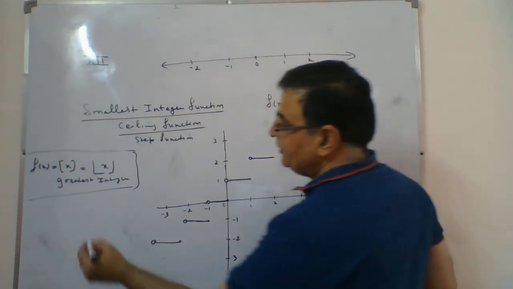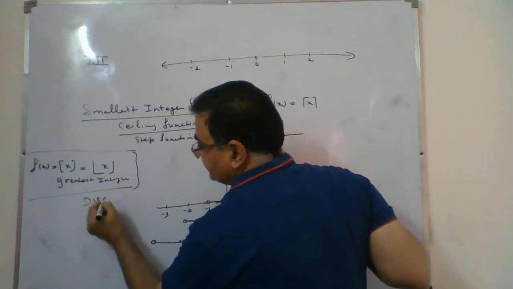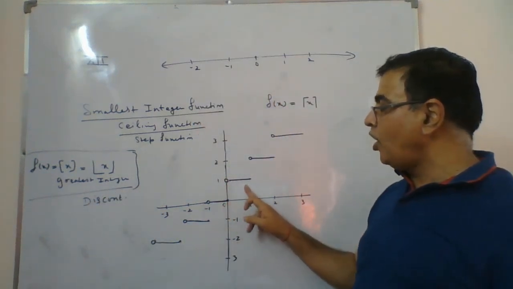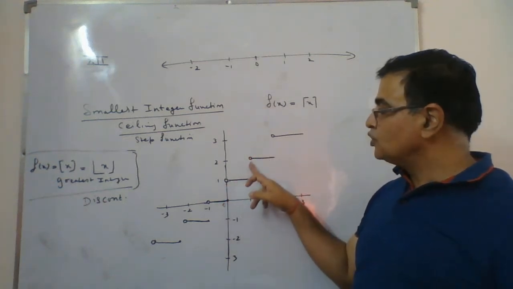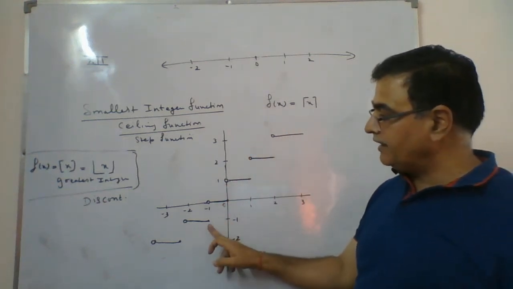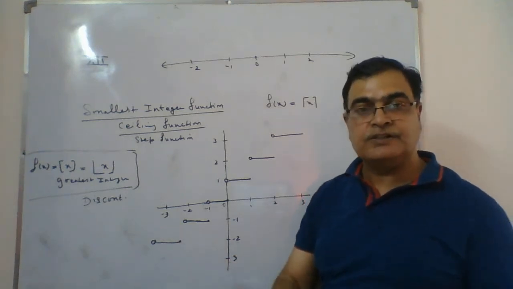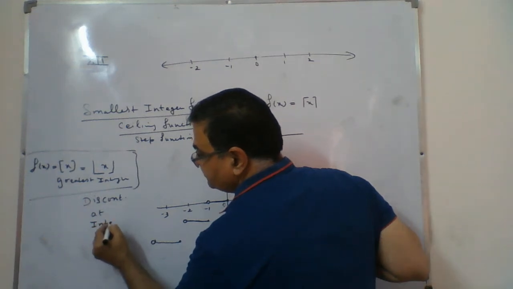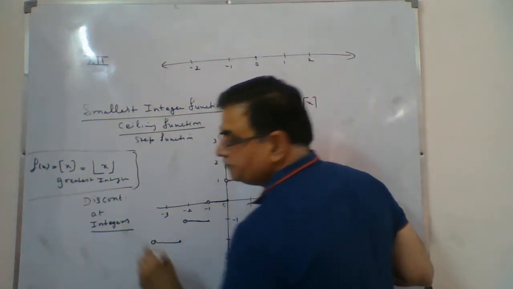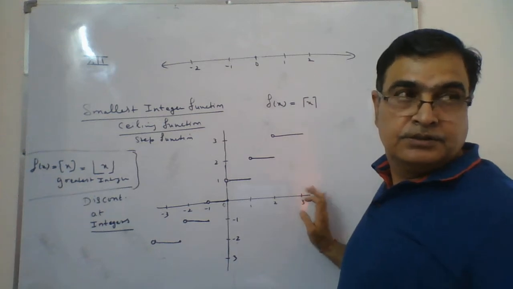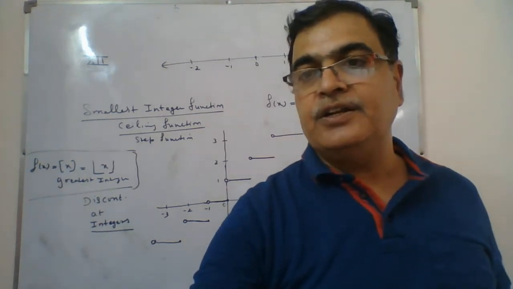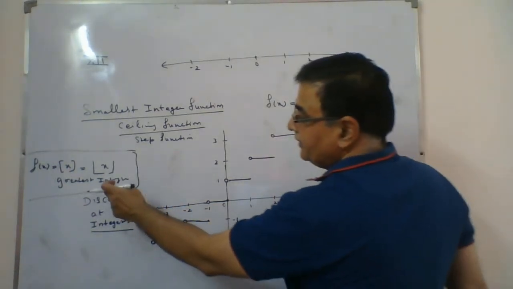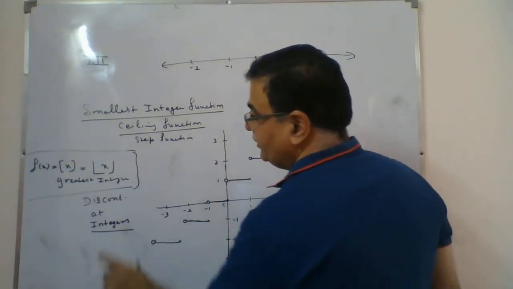Then, is it a discontinuous function? Yes, it is a discontinuous function. Where is it discontinuous? At all integers: 1, 2, 3, -1, -2, -3, it is broken. So discontinuous at integers. So in this case, this will be the greatest integer function, discontinuous at integers.